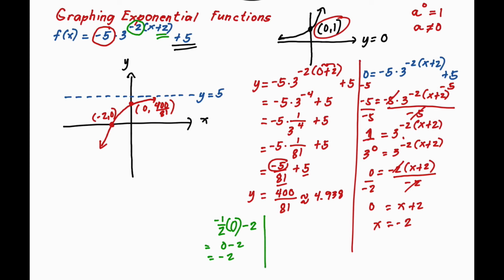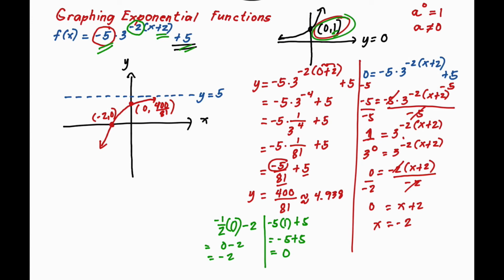What about your y-coordinate? It's 1, right? So 1 times, what we can do here is multiply by negative 5 and then add 5. That is negative 5 plus 5 equals 0. So the same. This point (0, 1) actually goes to (negative 2, 0). Just the same.